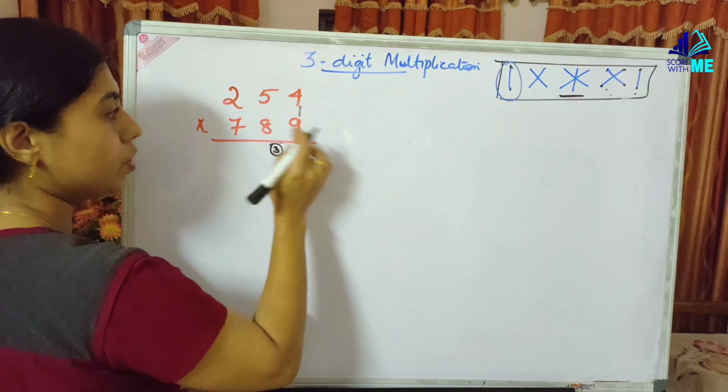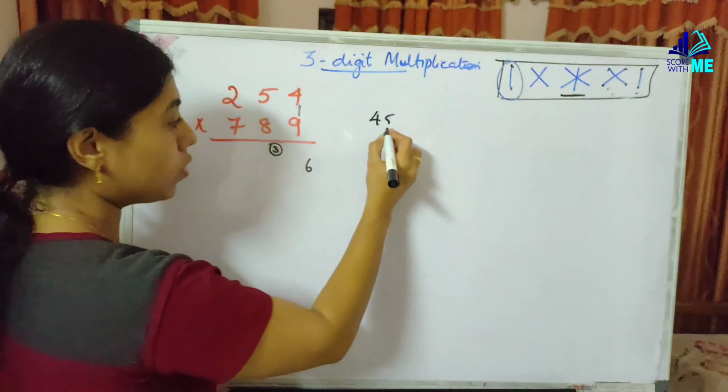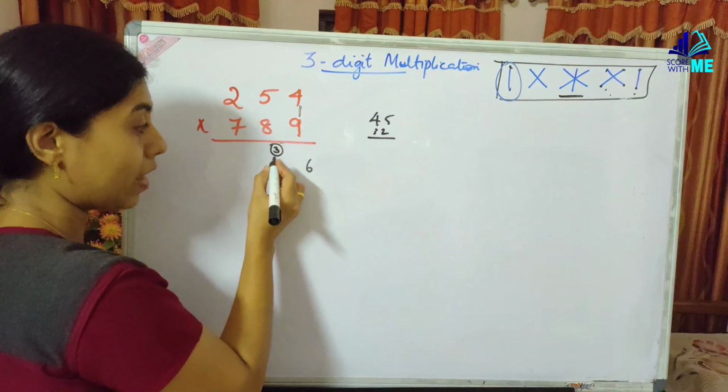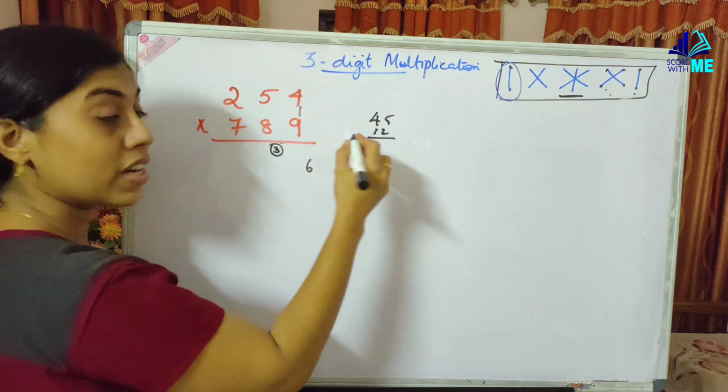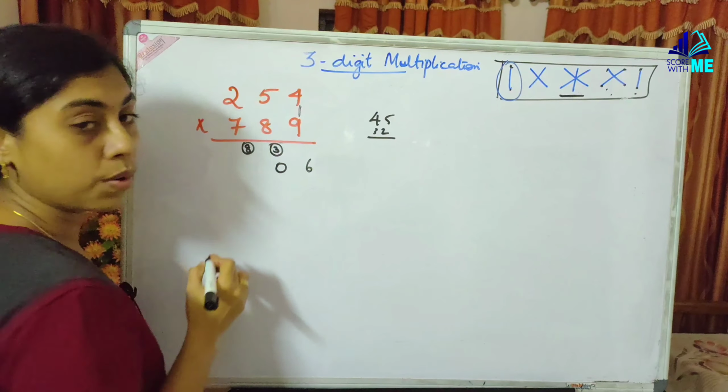Now coming to the next digit, we have 9 5s are 45. 8 4s are 32. So 32 plus 45 will give you 77. We have a carry over here 3 already. So 77 plus 3 will give you 80. So 8 carry 0 over here.